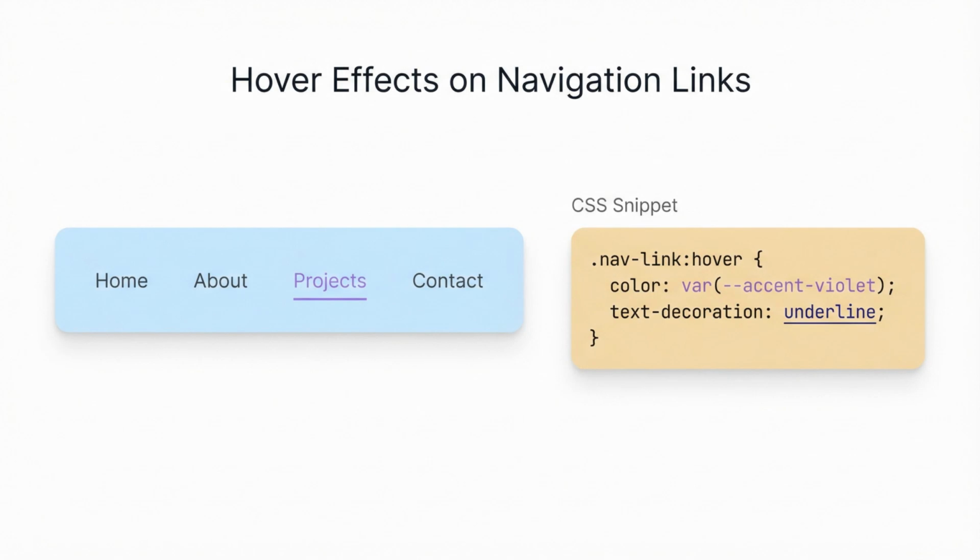A student asks a great practical question. If you want to apply a hover effect to all navigation links at once, do you have to write separate CSS for each one, or can you do it in one go? This is a very common real-world scenario when styling a navbar.